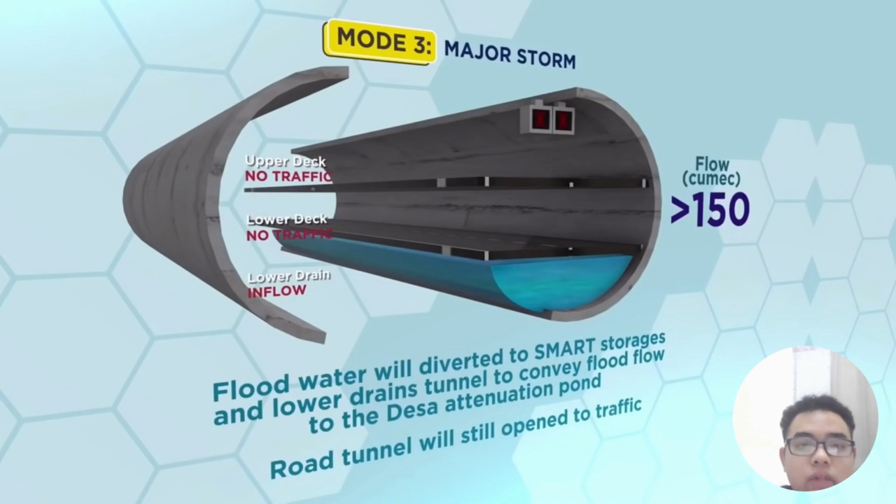In the major storm, the mode is activated when the flood indicates a flood rate of at least 150 cubic meters per second. Only 10 cubic meters per second will be released into the city to control the flood. In 2 to 8 hours, the road tunnel will be safe and return to traffic as usual.